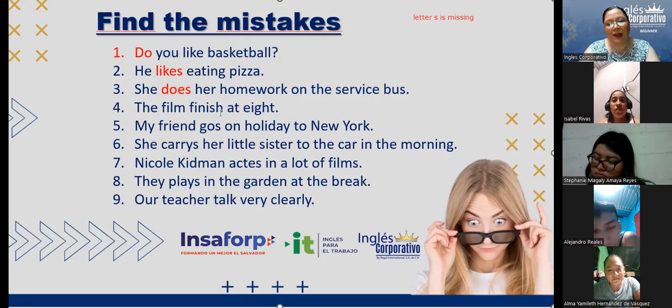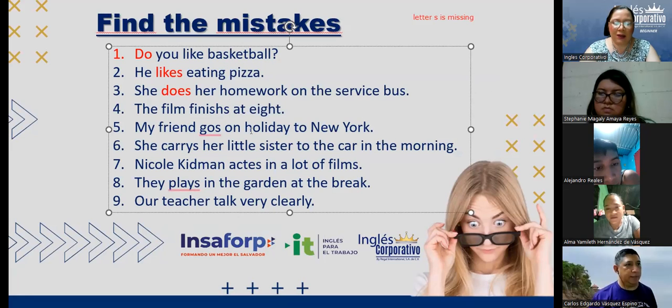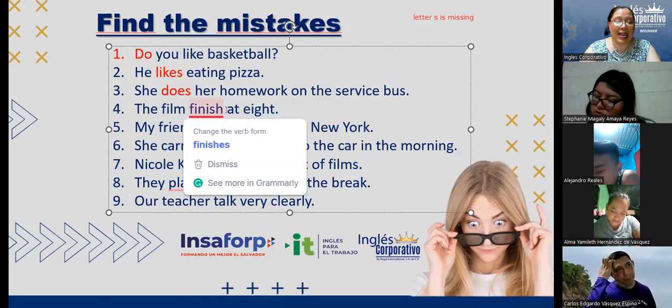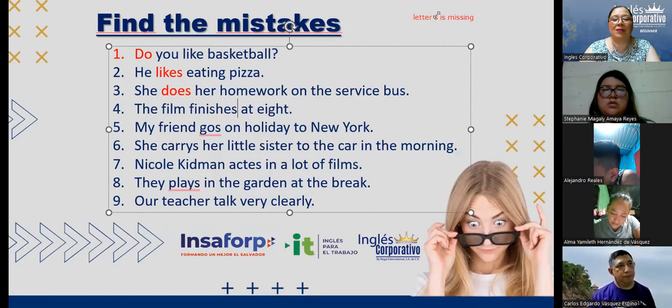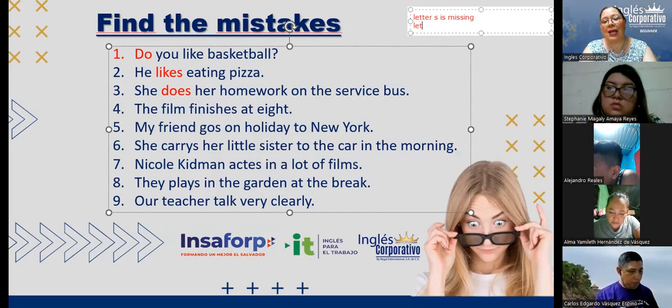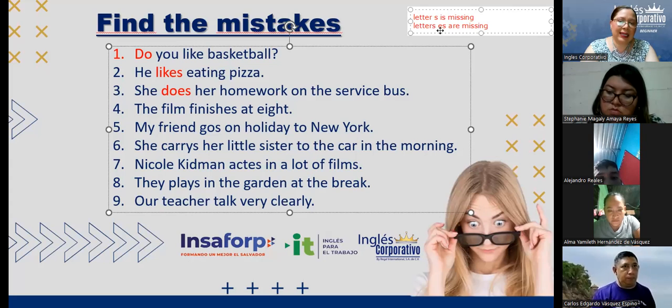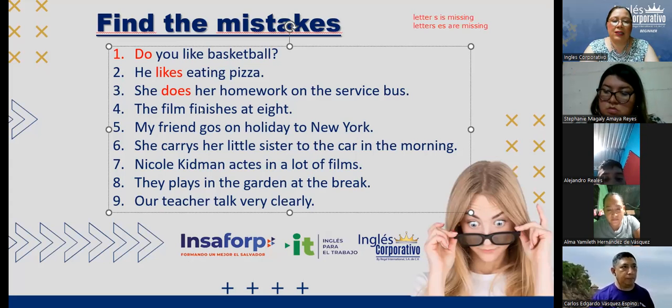Termina en sh, el verbo. Entonces, ¿le ponemos solo la S? ¿Así? No. Okay, letters ES are missing, right? Okay, vamos a agregar esto acá. Cuando ya son dos letras, le vamos a decir así. Vamos a decir en plural, ¿verdad? Aquí en la primera solo es una letra. Entonces, cuando ya faltan dos letras o más letras, letters ES are missing. Okay. Esto quiere decir faltan las letras ES, ¿sí? Entonces le vamos a poner acá.